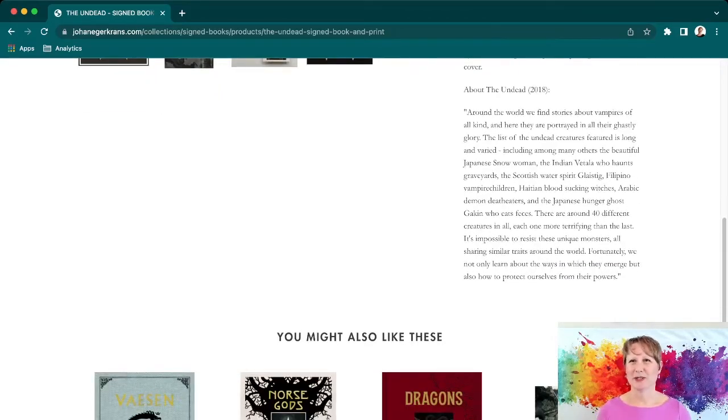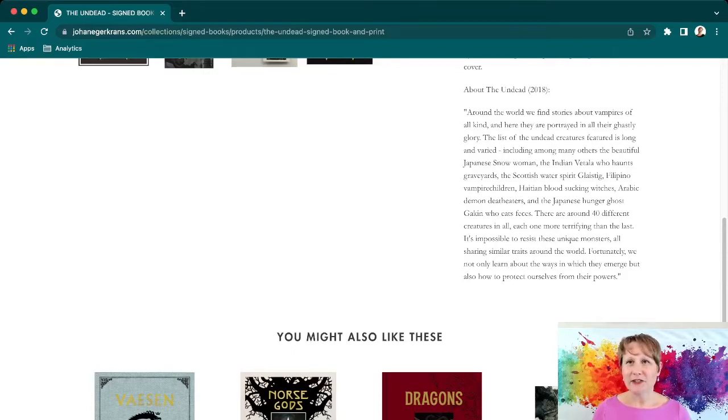And then we get to the description. Around the world, we find stories about vampires of all kinds, and here they are portrayed in all their ghastly glory. The list of undead creatures featured is long and varied, including, among many others, the beautiful Japanese snow woman, the Indian Vitala who haunts graveyards, the Scottish water spirit Glaisteg, Filipino vampire children, Haitian blood-sucking witches, Arabic demon death eaters, and the Japanese hunger ghost Gaken who eats feces.